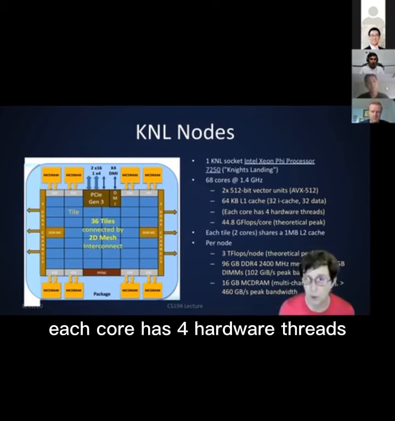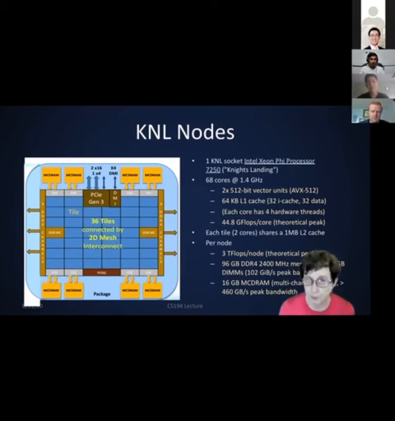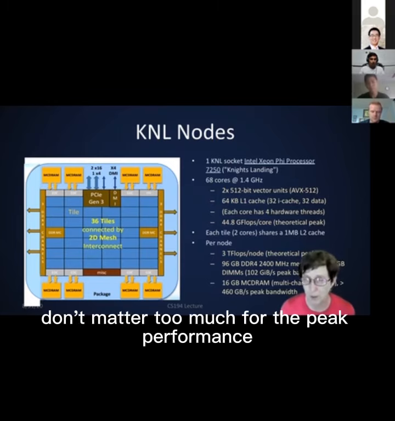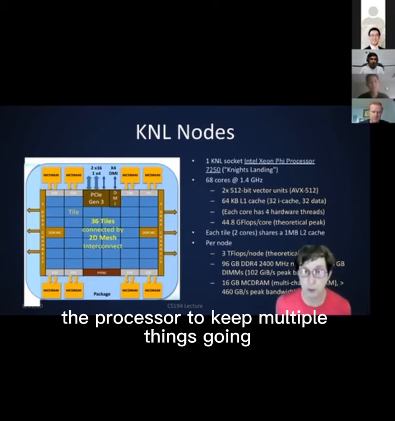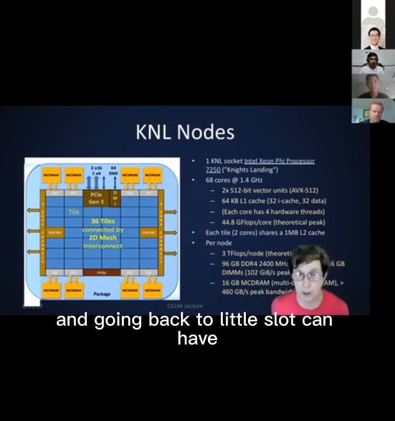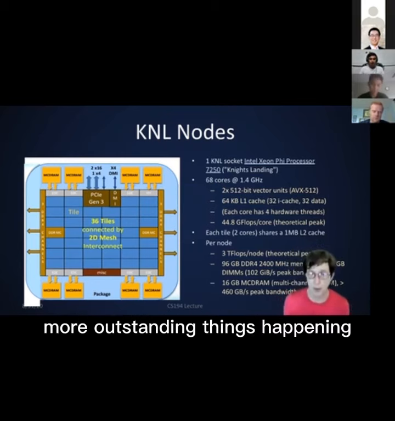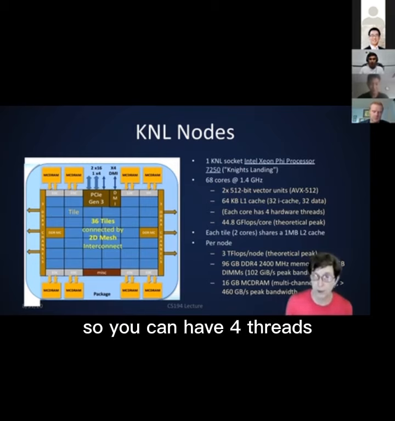Each core has 4 hardware threads. And those threads don't matter too much for the peak performance as we're counting it, but it does allow the processor to keep multiple things going, and going back to Little's law, it can have more outstanding things happening. So you can have 4 threads.